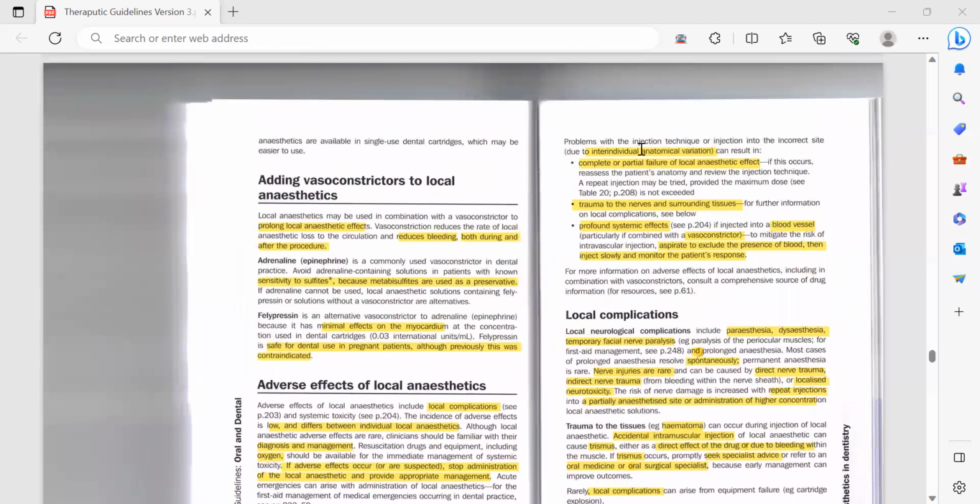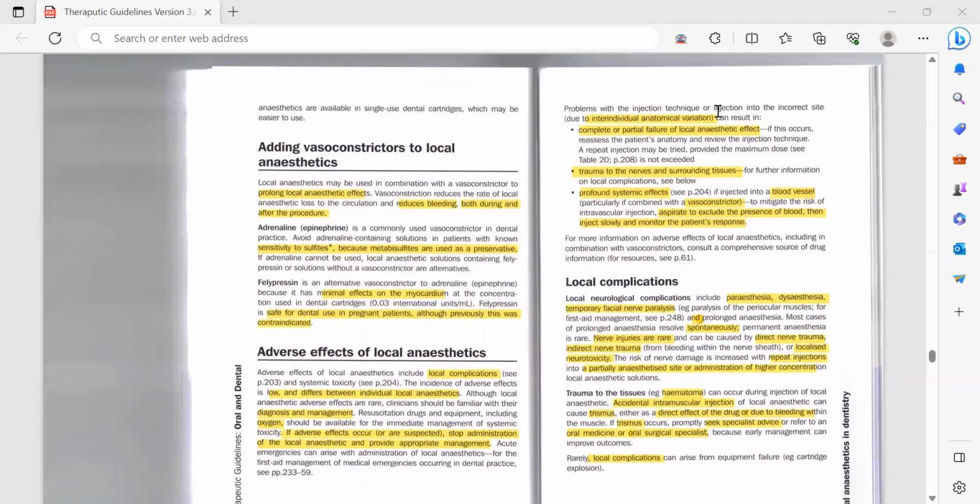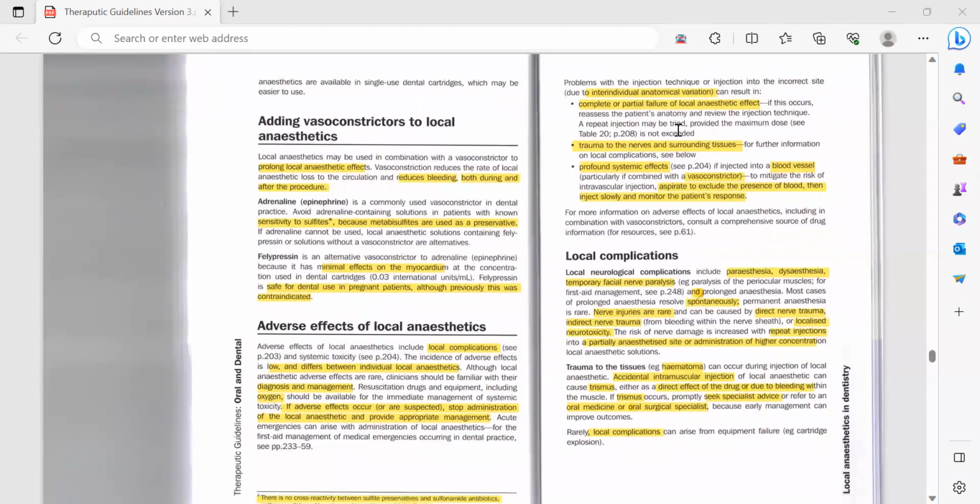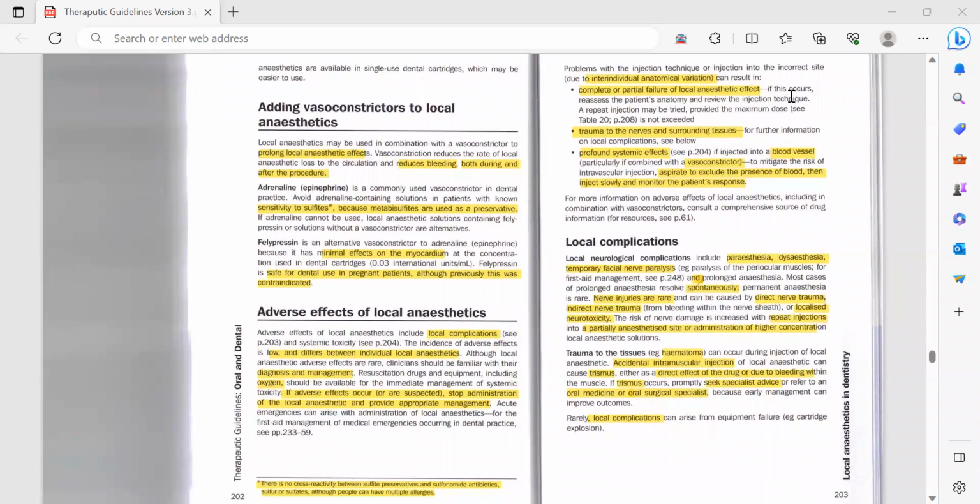Okay, and then problems with the injection technique could be because we generally go according to the landmarks, but in some individuals the landmarks can be a bit different, so that can lead to problems with the LA technique. So what can occur? Either there would be complete or partial failure, or you have injected the LA in your exact direction, but still the patient is not numb. So that could happen because of the anatomical variations. Okay, so if this occurs, you need to review the patient's anatomy and review your injection technique as well.